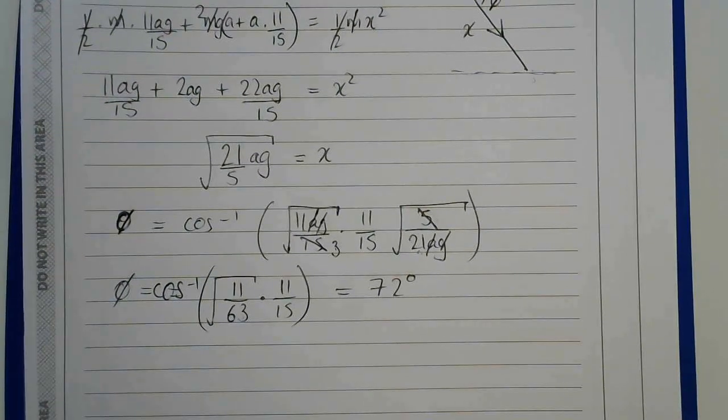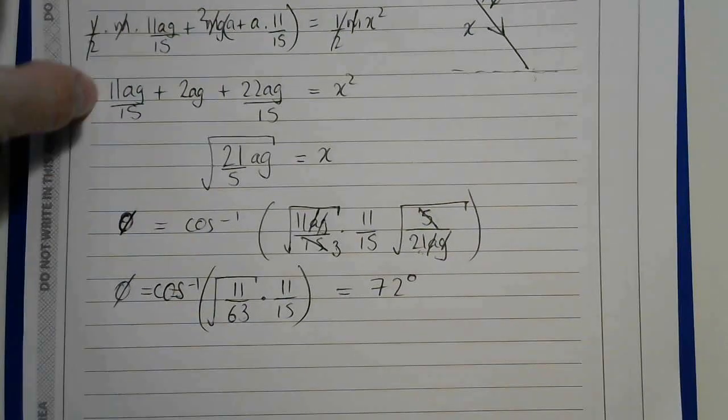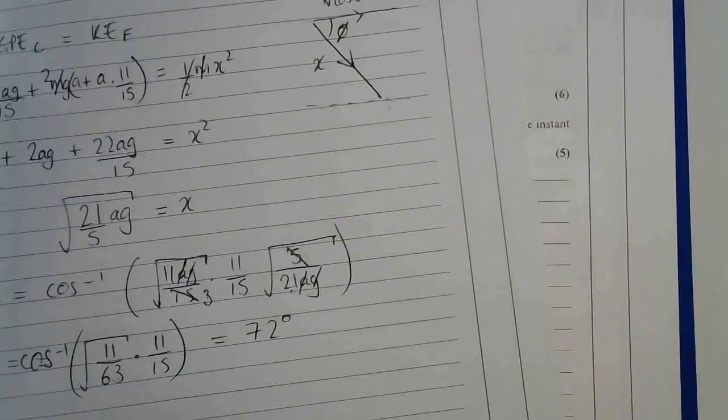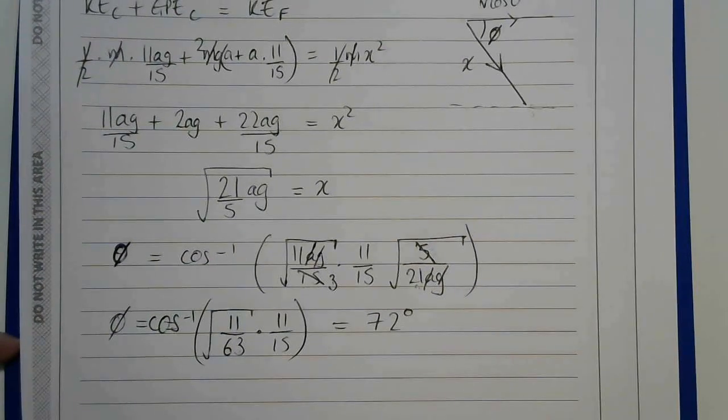Okay, so that part of the question was worth 5 marks. Altogether you've got 4 plus 6 plus 5, so you've got a total of 15 marks for that question.